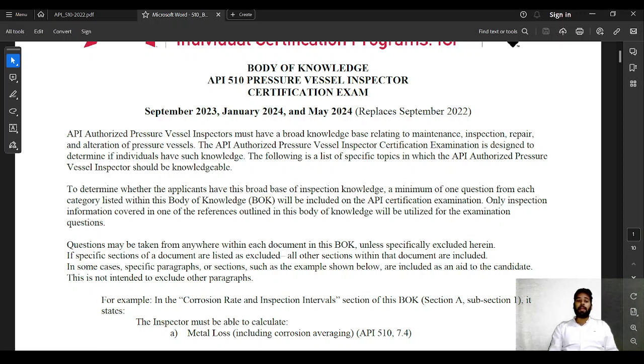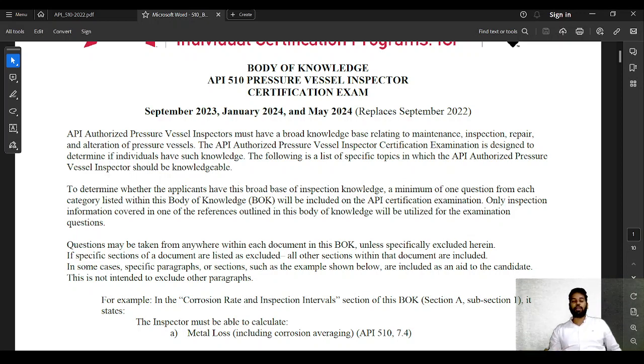So an API Authorized Pressure Vessel Inspector must have a broad knowledge base relating to maintenance, inspection, repair, and alteration of pressure vessels. The API Authorized Pressure Vessel Inspector Certification Examination is designed to determine if the individual has such knowledge. Following is the list of specific topics in which an API Authorized Pressure Vessel Inspector should be knowledgeable.